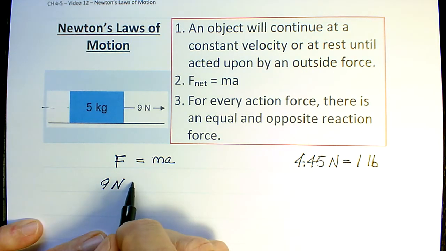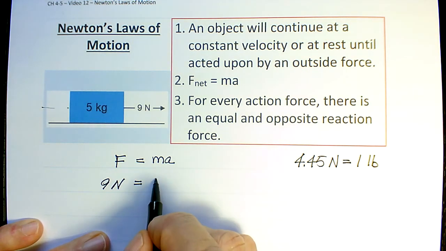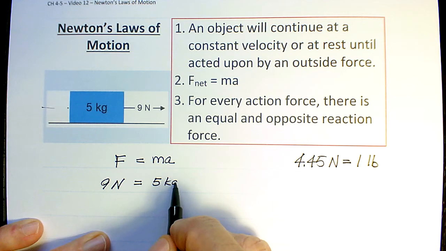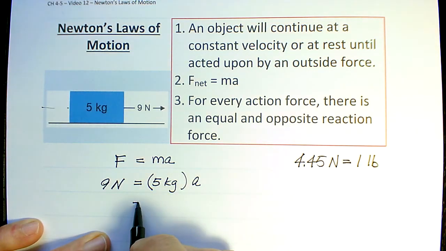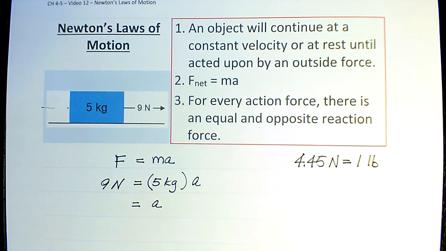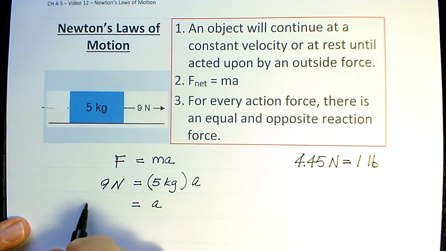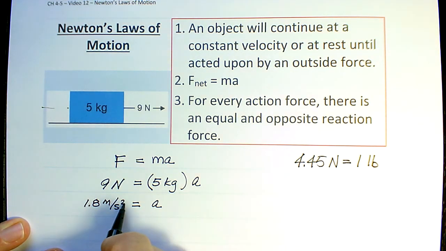Alright, so 9 newtons is equal to 5 kilograms times acceleration, and divide both sides by 5. So 9 divided by 5 is 1.8. And the units are going to be meters per second squared.